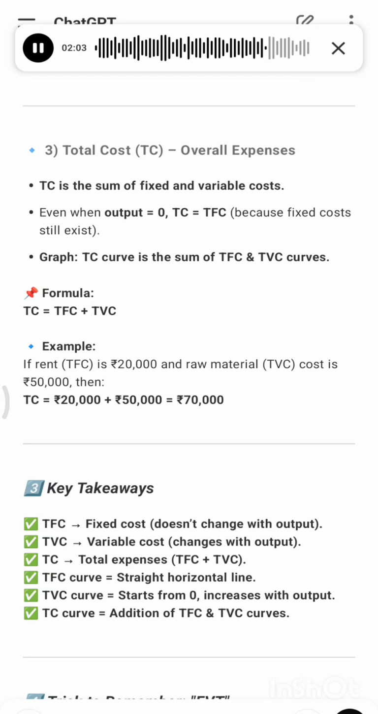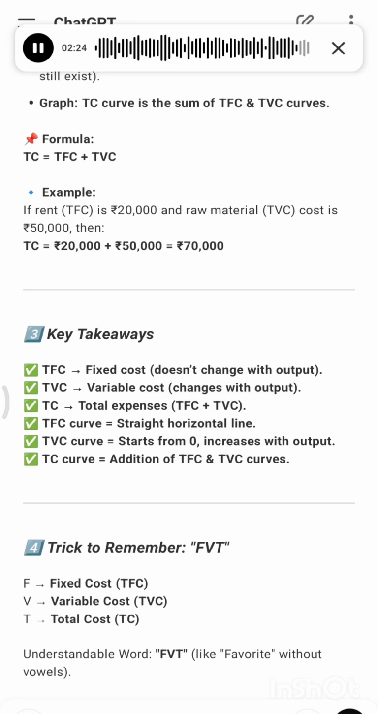Key takeaways. TFC, fixed cost, doesn't change with output. TVC, variable cost, changes with output. TC is total expenses, TFC plus TVC. The TFC curve is a straight horizontal line. The TVC curve starts from 0 and increases with output. The TC curve is the addition of the TFC and TVC curves.